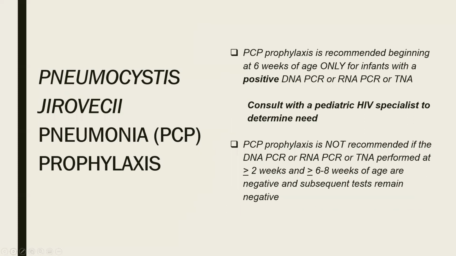How about Pneumocystis jirovecii pneumonia prophylaxis? Well, we only recommend PCP prophylaxis beginning at 6 weeks of age for infants with a positive DNA PCR or NAT testing. When that happens, again, consult with a pediatric HIV specialist. Just a note that PCP prophylaxis is not recommended if the DNA PCR or NAT testing performed at 2 weeks and 6 weeks of age are actually negative, unless, again, you have a positive prior PCR.